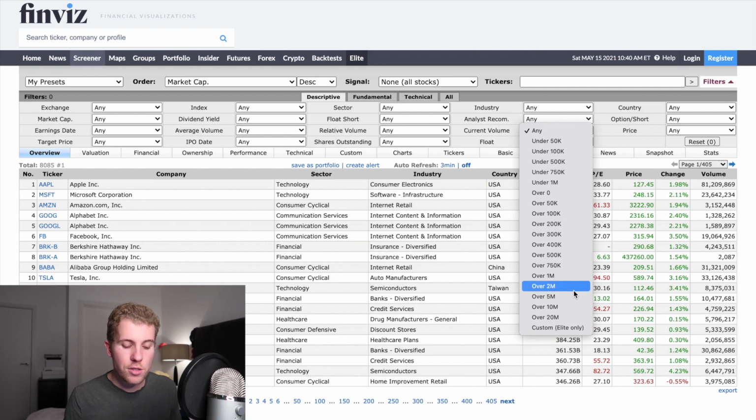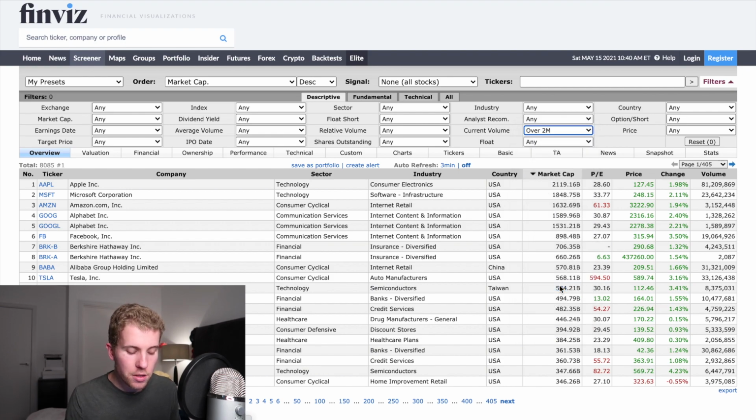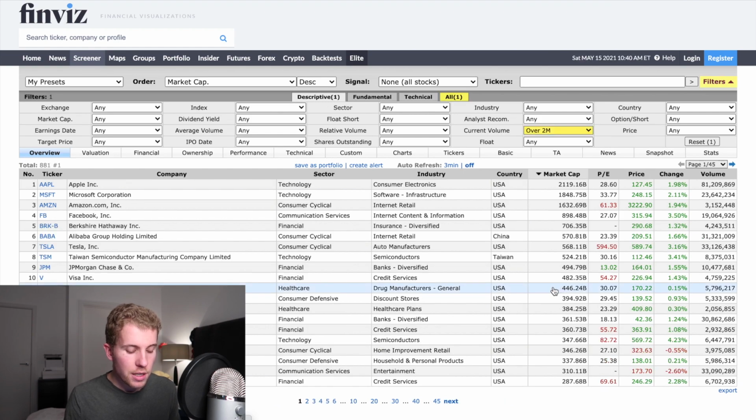If we click, for example, over 2 million, you see that the stock screener gets adapted directly. I don't know if you saw before, we were at 160 pages of different stocks. Now we are only at 45 pages of different stocks resulting from this criteria.